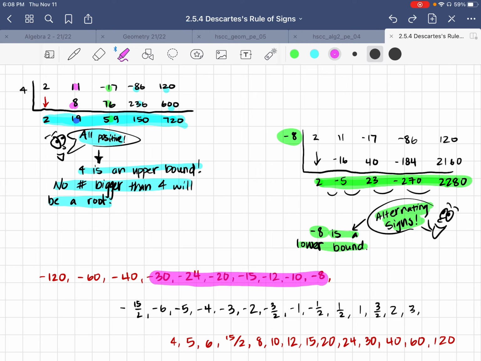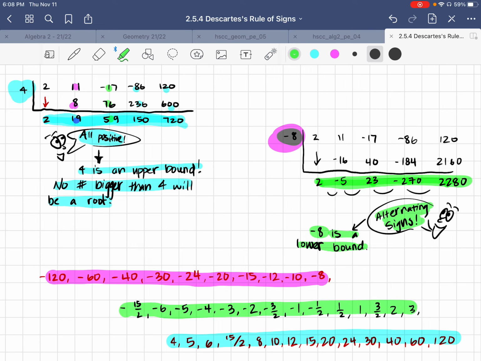eliminate all of these because -8 is a lower bound. And you were able to eliminate all of these because +4 was an upper bound. This tells you that if there are roots, they're going to happen right in that green sweet spot. So all those pink values can't work because -8 was a lower bound, and all of the blue numbers can't work because +4 was an upper bound using Descartes' corollary.